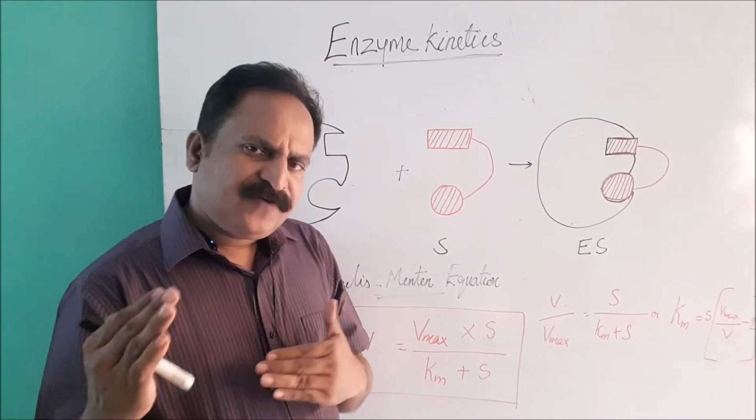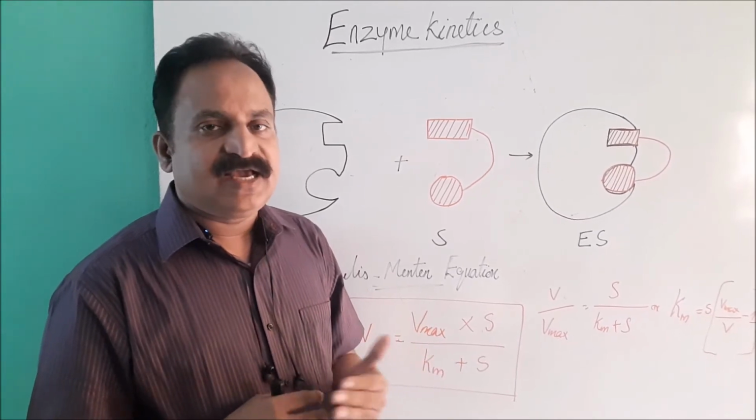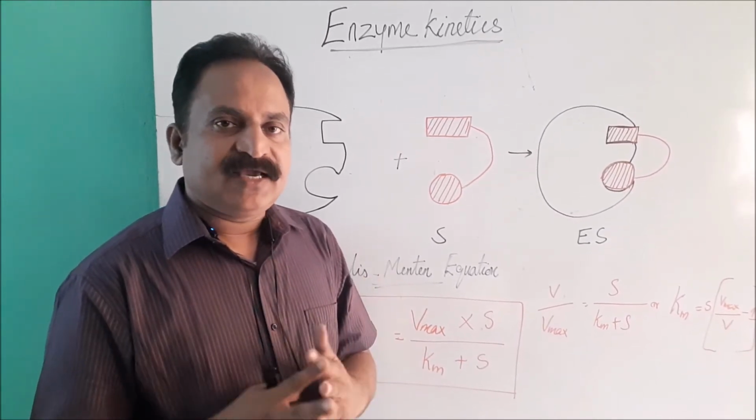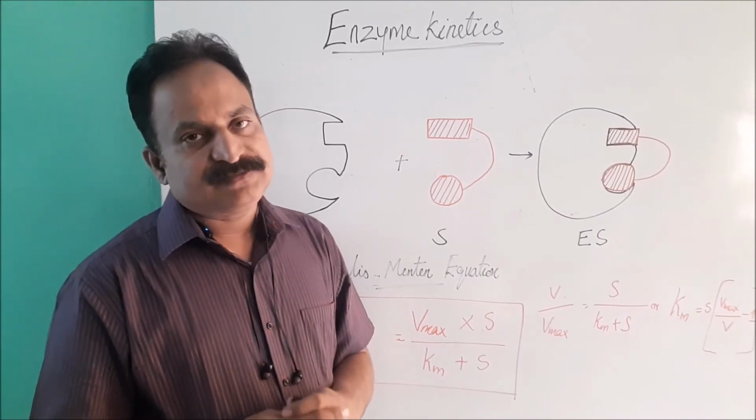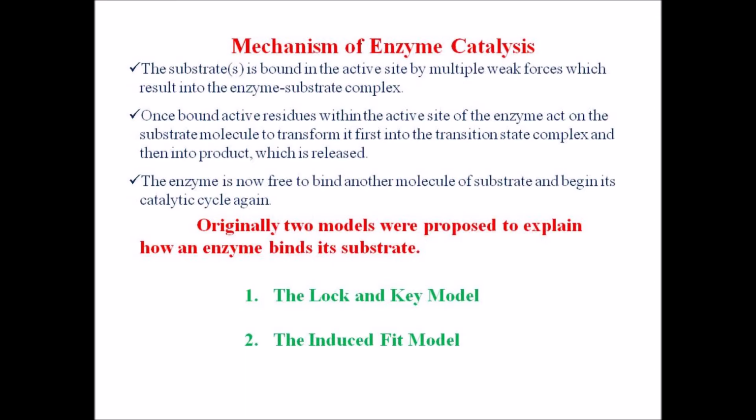Actually, there are different models for the mechanism: the induced fit model and the lock and key hypothesis are the mechanisms of enzymatic reactions explained by various scientists. As we already discussed, the substrate is bound in the active site by multiple weak forces, which result in the enzyme substrate complex. Originally, two models were proposed to explain how an enzyme binds its substrate. The first one is the lock and key model and the second one is the induced fit model.